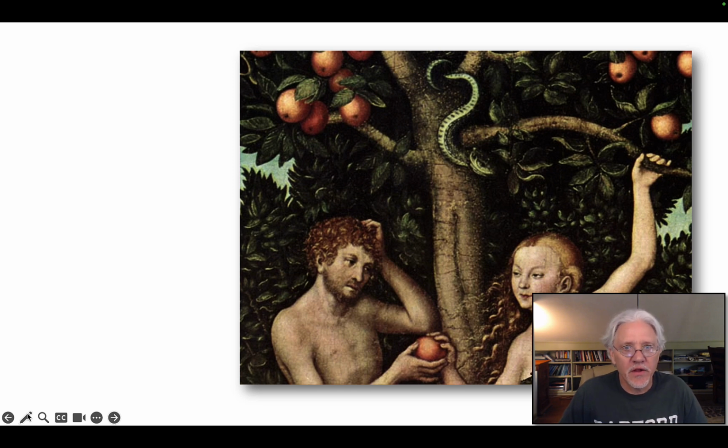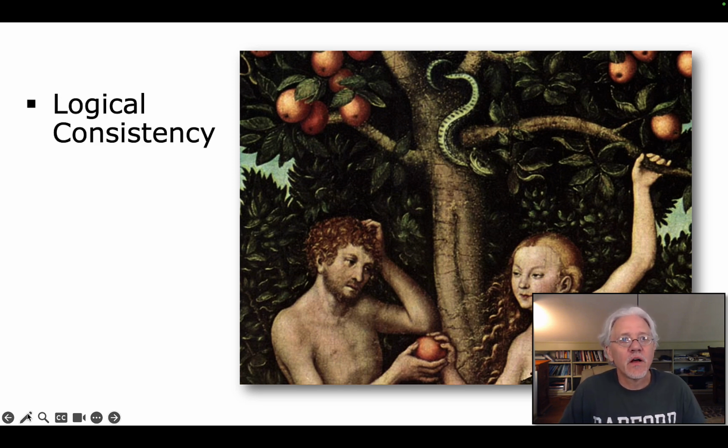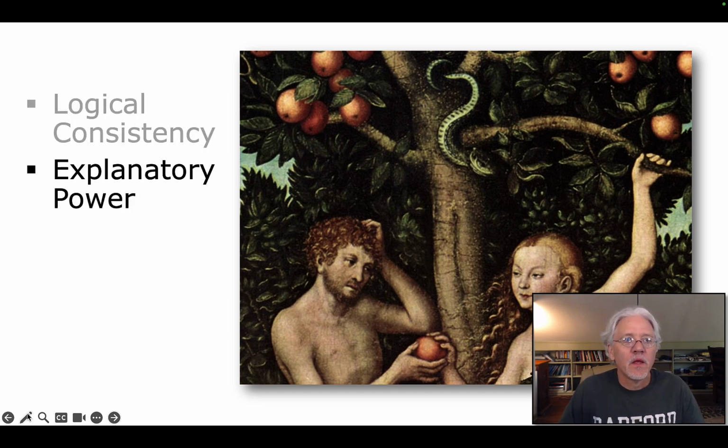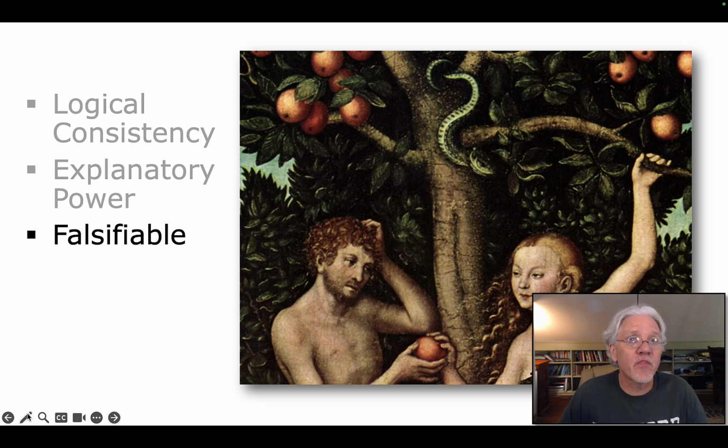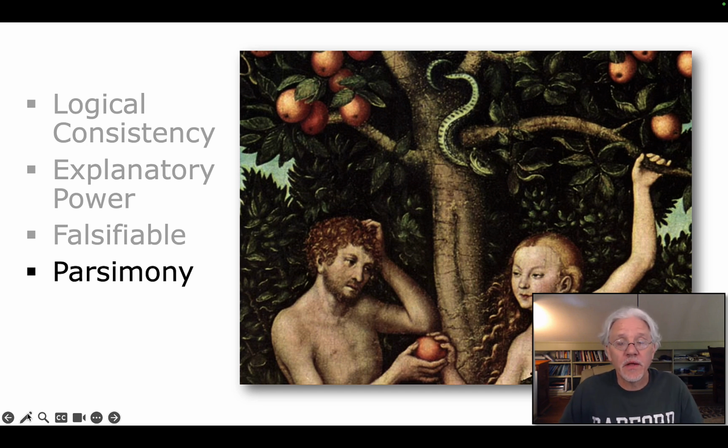Now, a good theory includes logical consistency. That is, the theory itself seems logical. It explains observations. It explains what we can see. It's falsifiable in that you can prove it wrong, and it's also a simple theory. That is, it explains observations in the most simple way possible.